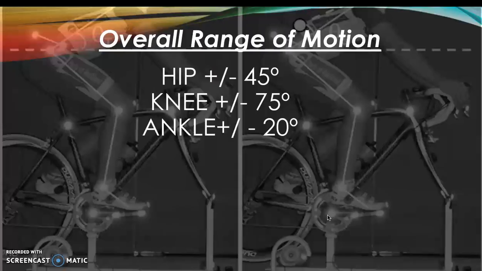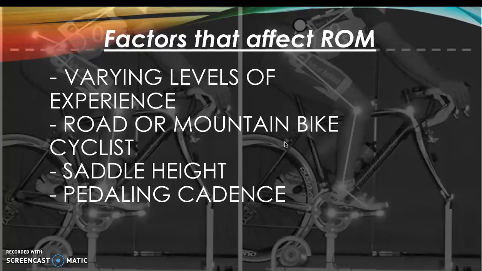So starting with the joint kinematics, we see that the hip, knee, and ankle are the main joints involved with their ranges of motion linked there, and note that the ankle can move much less than 20 degrees, as some people don't implement the ankle at all. This can vary based on level of experience as well as pedaling cadence, which is where you're going to see most of the difference in ankle usage.